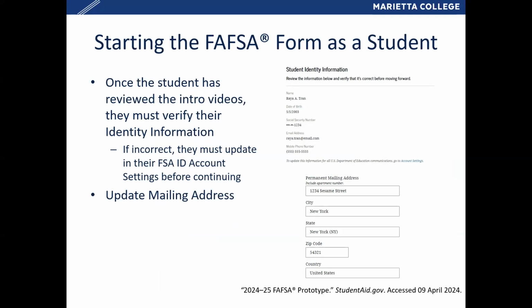Once the student has reviewed all the intro onboarding videos, they must verify their identity information. So this is the student's name, date of birth, social security number, their email address, and the mobile phone they supplied when they created their account. Please be aware that if the student realizes that any of that information is inaccurate, they will have to update their FSA ID account settings before continuing on with the form. They'll also be asked to update their mailing address as well. This can be done on the form itself.